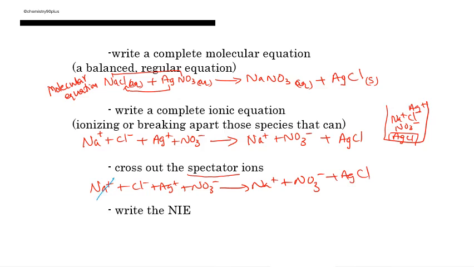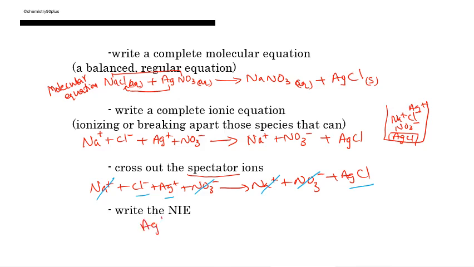So Na plus is here, Na plus is here, and I have NO3 minus, NO3 minus. What are the things left on the left side? We have two ions. On the right side, we have a compound. Okay, so that is the one we are going to write down here.